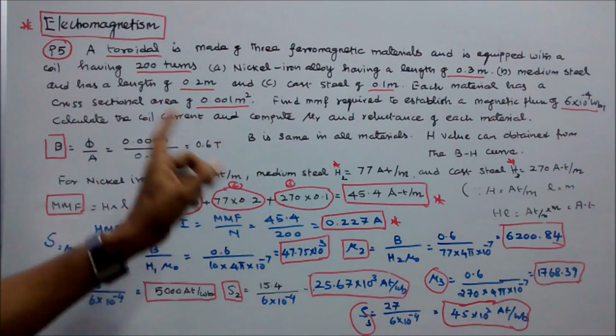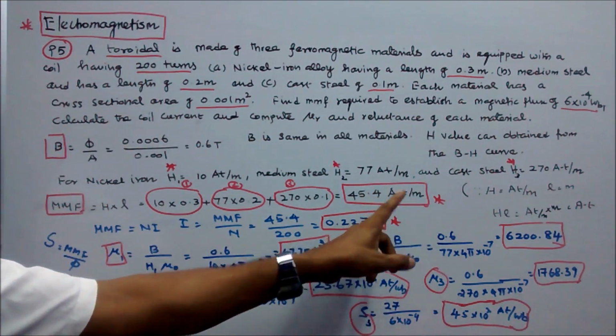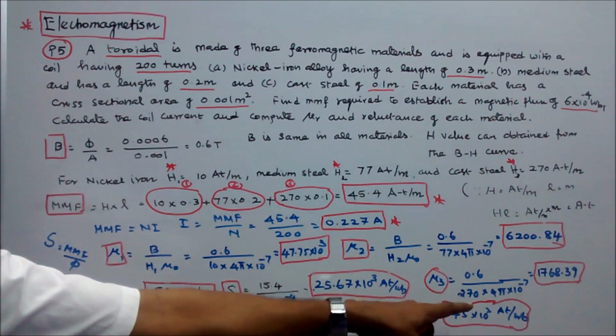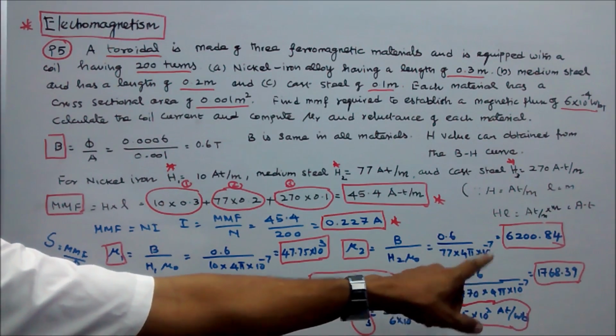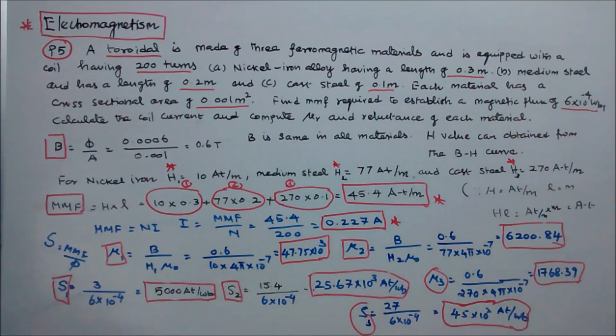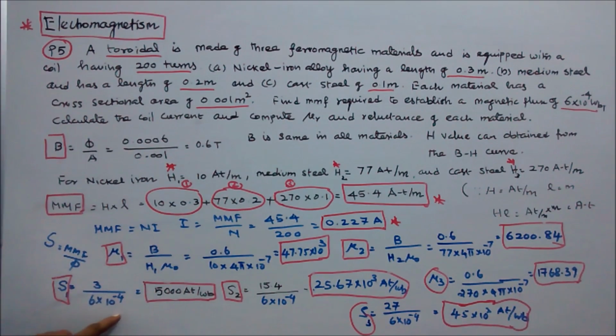Relative permeability of cast steel is 0.6 divided by H3 into mu naught. H3 is 270, mu naught is 4 pi into 10 power minus 7, B is 0.6. That is equal to 1768.39. I can find the reluctance of nickel iron. That is MMF by pi. MMF is equal to 10 into 0.3, that is 3, divided by 6 into 10 power minus 4. That is equal to 5000 ampere turns per Weber.